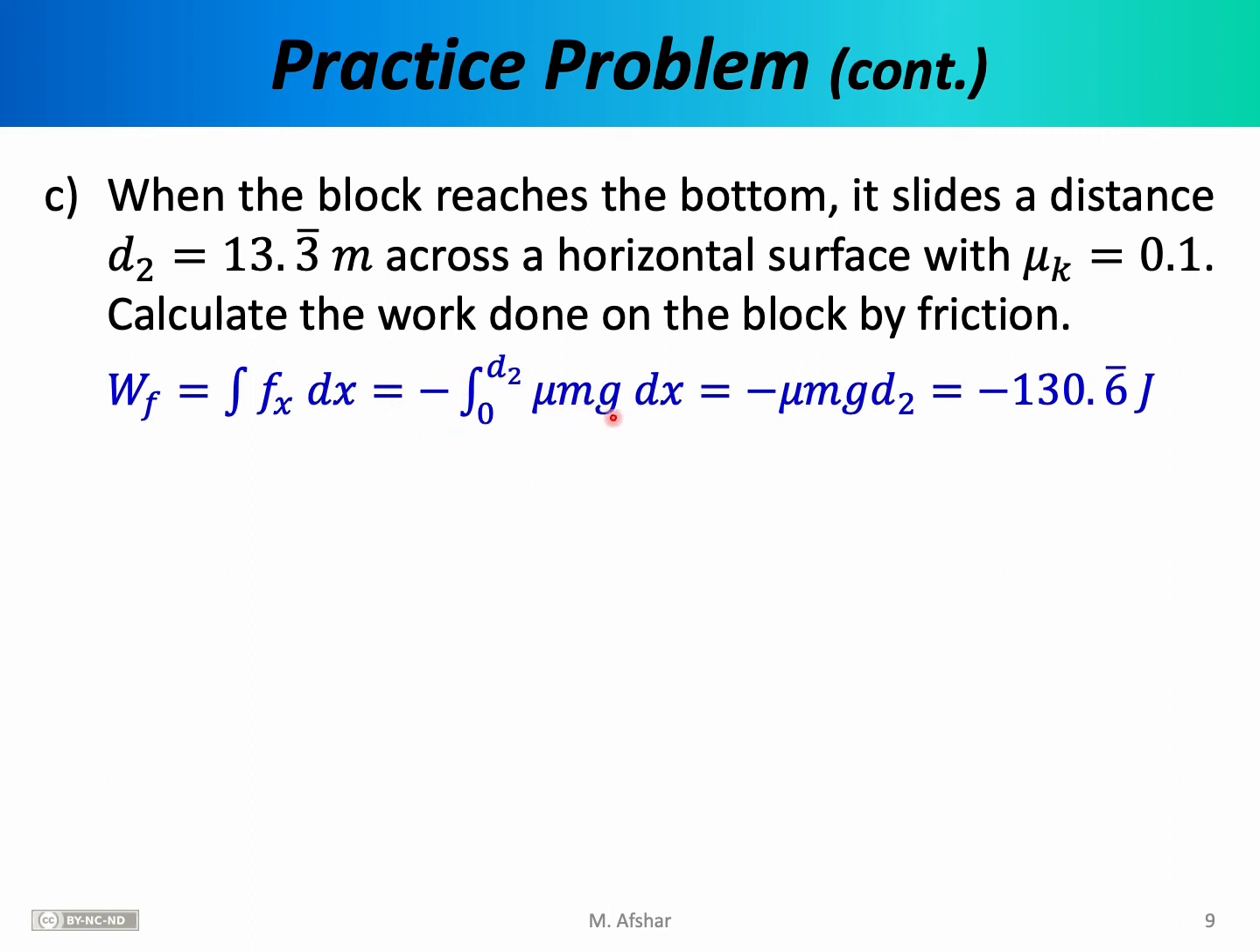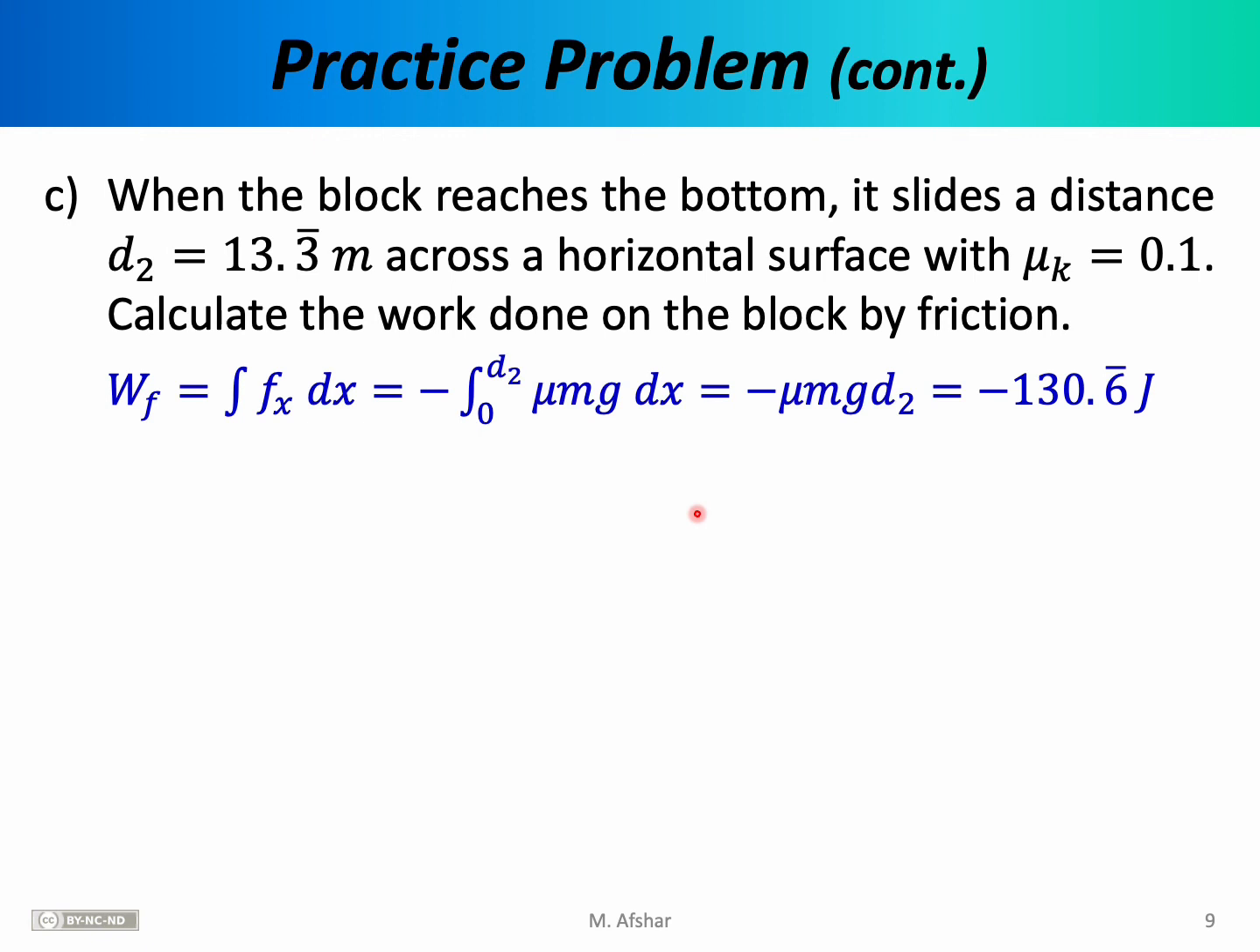The mu, the m, and the g are constant. You can bring those out. The integral of dx is simply x. And then, of course, you have to plug in the limits of integration. We're going to say that the bottom of the incline is x equals 0. It's going to slide a distance of 13.3 meters. We're calling that d2. So we can say that the work done by friction is minus mu mg d2. The minus sign is telling us that the force of friction is opposing the velocity of the block, so it's having a negative influence.